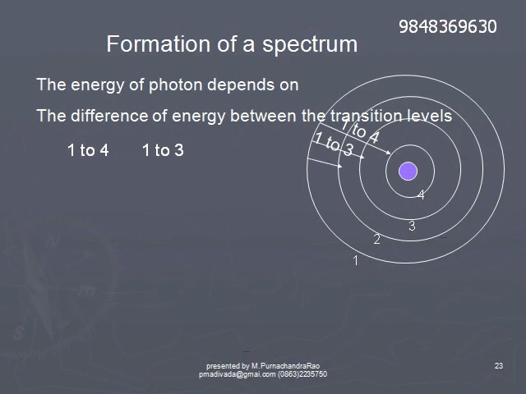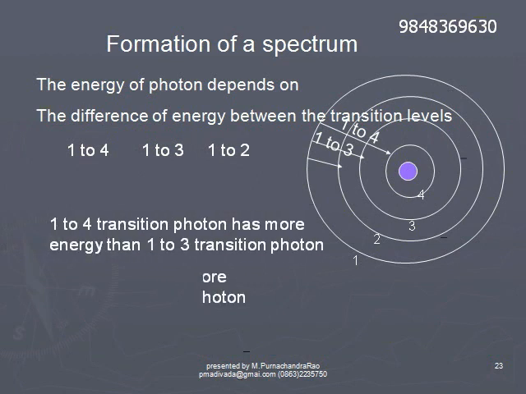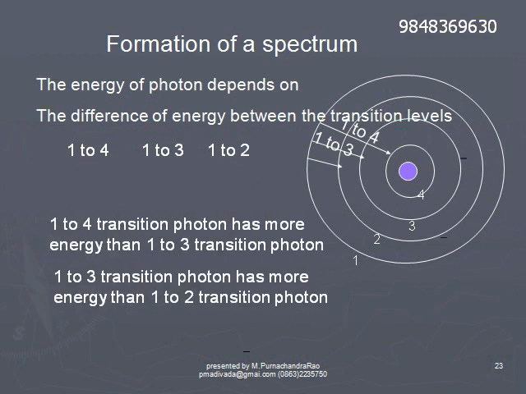The energy of the photon emitted when the transition takes place from 1 to 4 is much higher compared to the 1 to 3 transition. The photon of the 1 to 3 transition will have more energy compared to the photon of the 1 to 2 transition. Similarly, there are the other transitions: 2 to 4, 2 to 3, 3 to 4, etc.